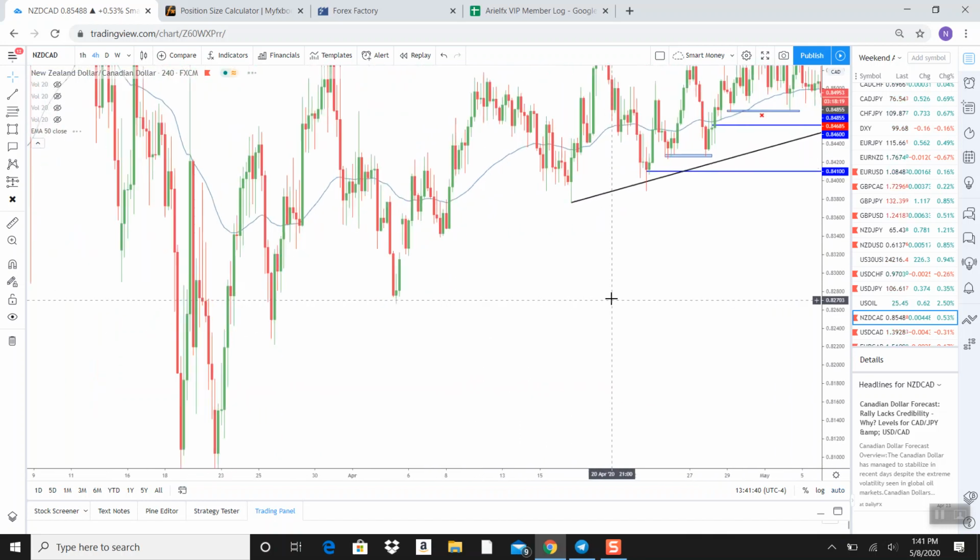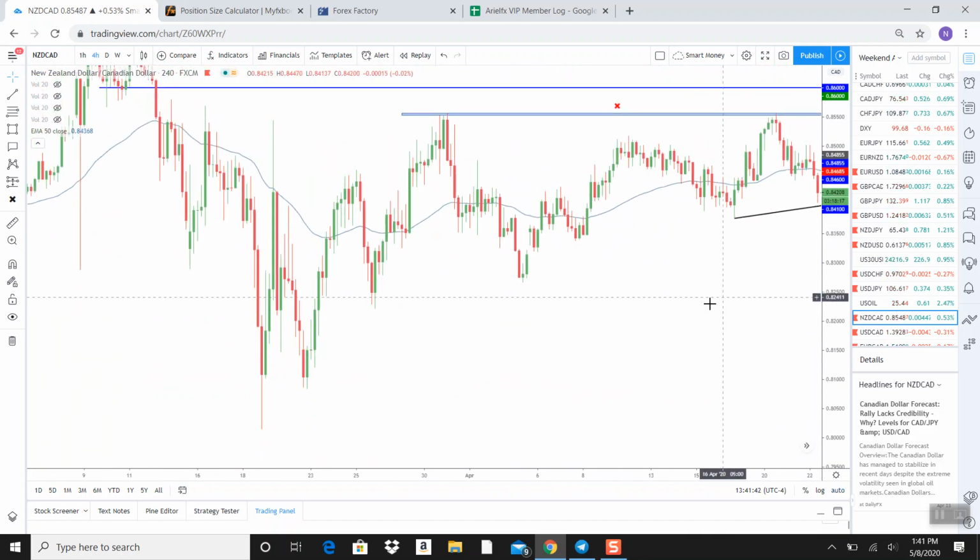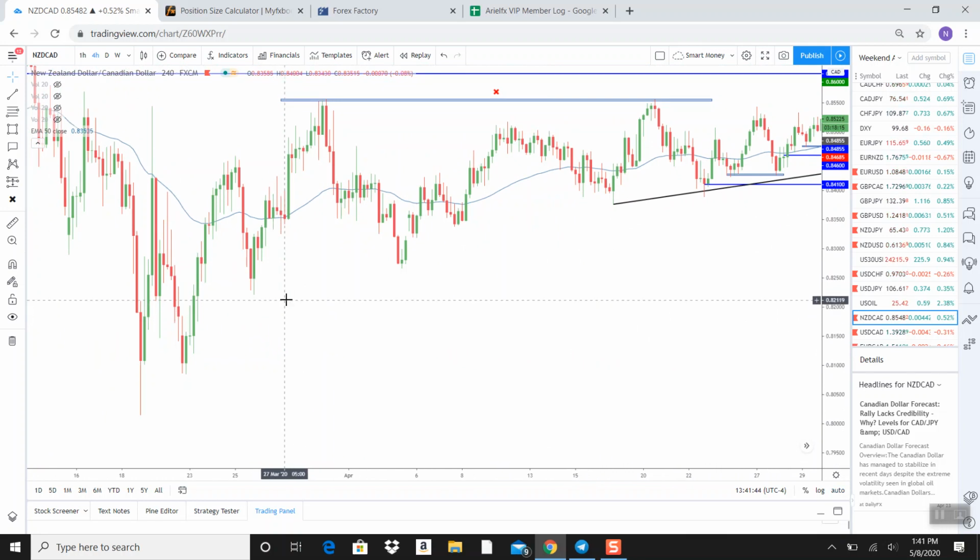So you have to realize, where is the mitigation occurring? Where are the inefficiencies? What structure point do we need to take out? And what structure point do we need to react from in order to continue with the trend?